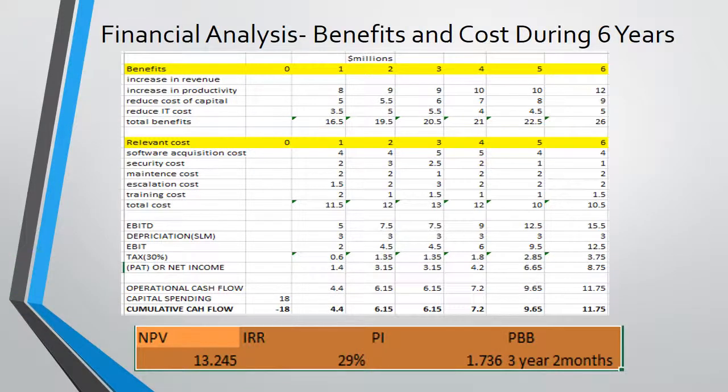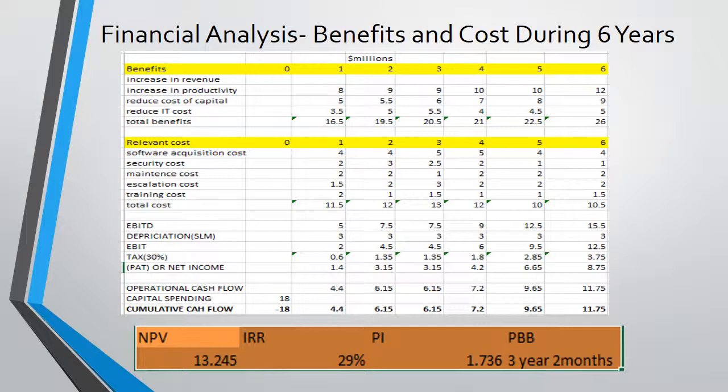Now we move to the financial analysis of our project. Here, the relevant cost and benefit. The project is planned for 6 years. The initial capital spending is 18 million. We can see the cumulative cash flow for 6 years here.